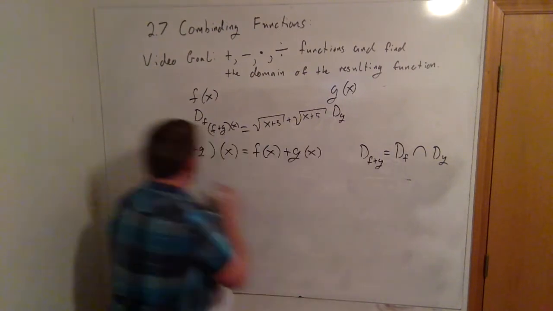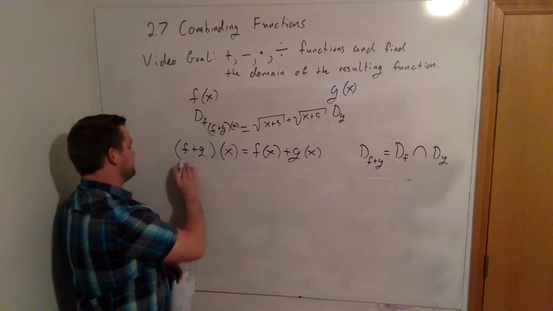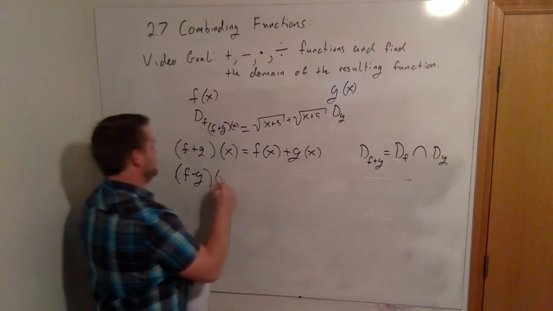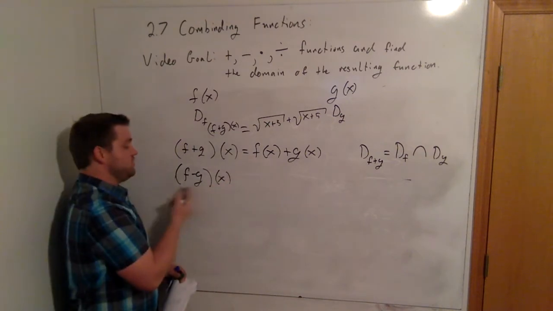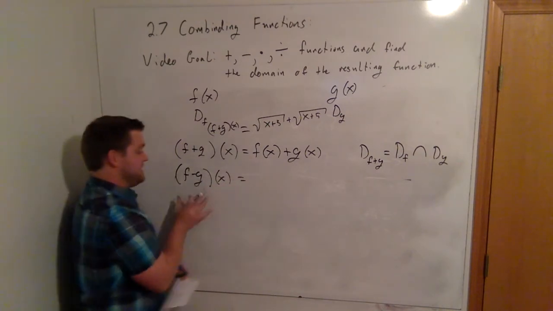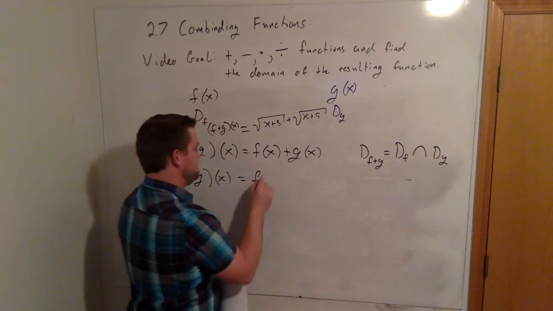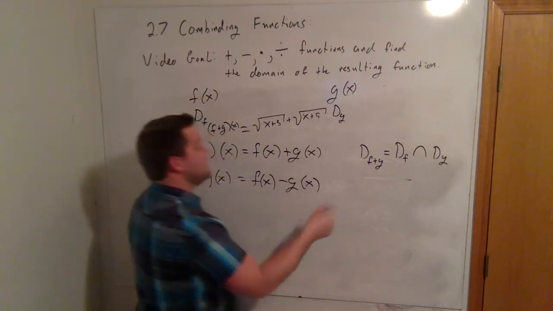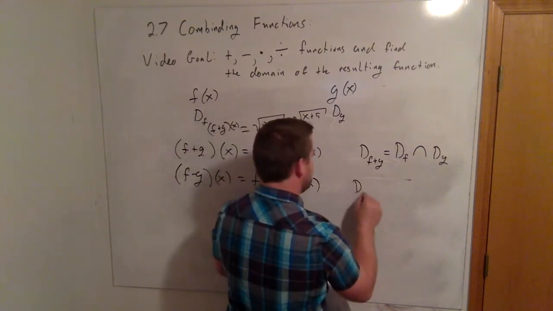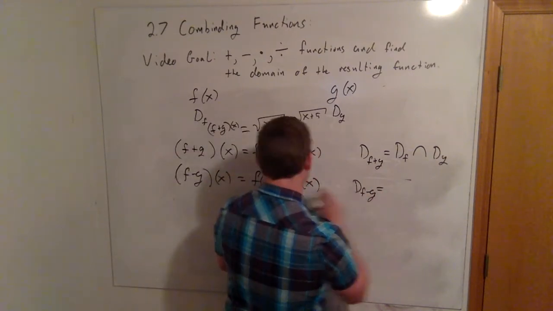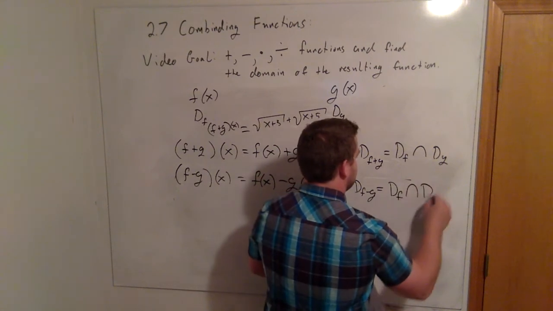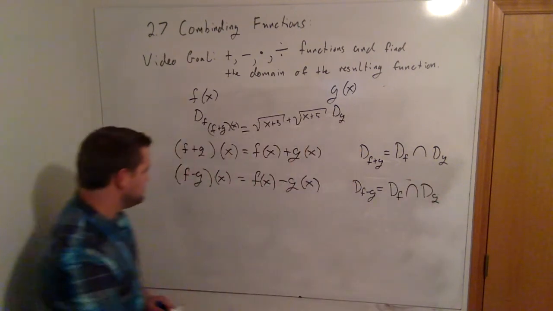Okay. So we could also subtract functions. What does it mean that I'm creating a new function that subtracts them? This is just the name of the function. It means I'm taking the outputs of f and subtracting them from the outputs of g. And similarly, the domain of f minus g has to work for both of these, so it has to be the intersection of those two domains.